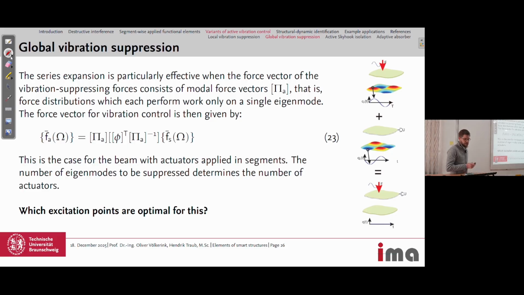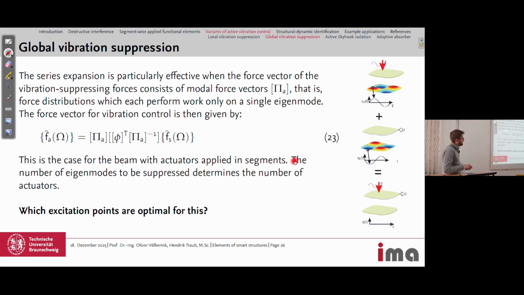And we can achieve these modal force vectors if we have actuators applied in segments, like we had a look at the comparison with one large actuator on the whole structure. With this, we can't control individual eigenmodes, but for our beam example, with the two actuators on it, we could control specifically the first and the second eigenmode, and this would then be comparable to the modal force vectors.